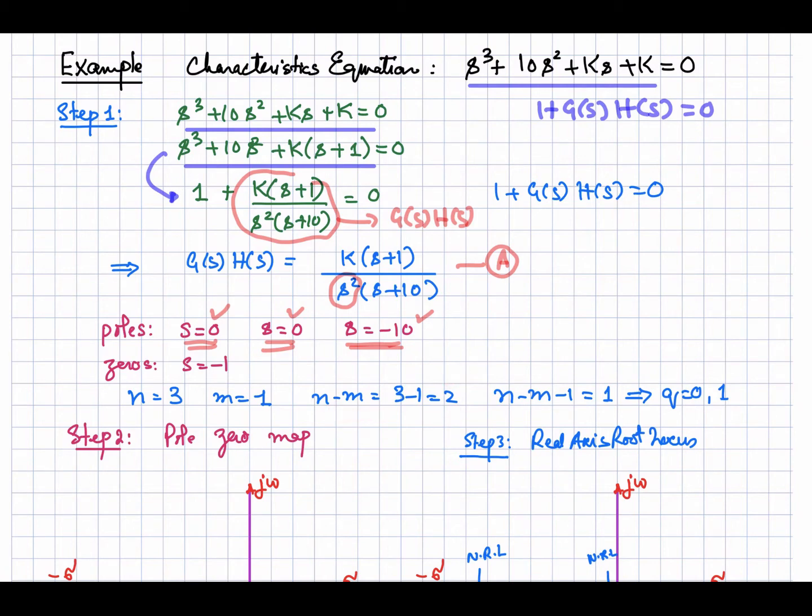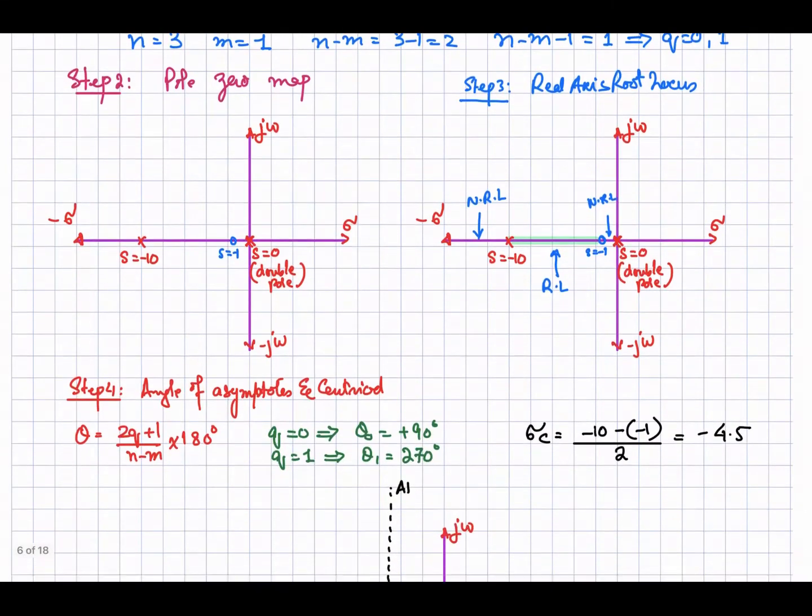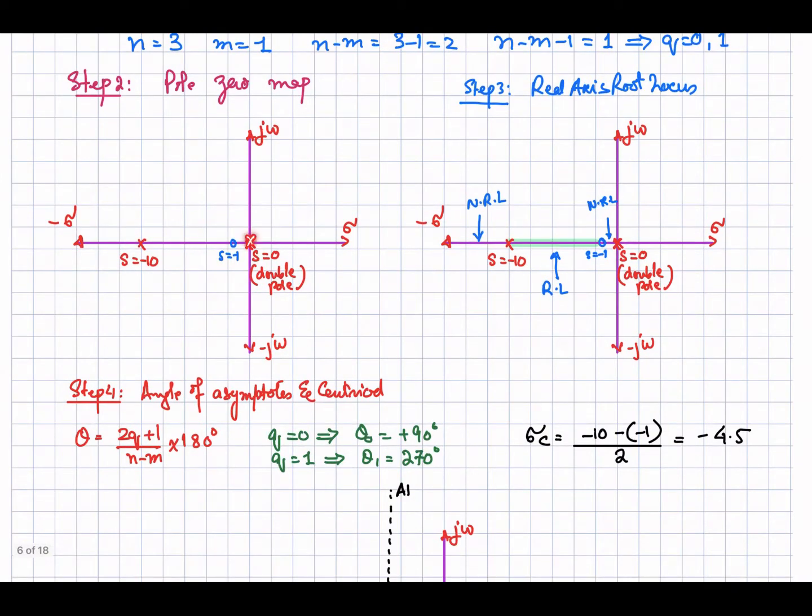Okay, and then for the asymptotic angles, we calculate n minus m minus 1, so that is equal to 1, so it means q will be equal to 0 and 1. So there will be two asymptotes in this case, along which your closed loop poles will be reaching infinity. So let's look at the pole-zero map. The pole-zero map is that one double pole at the origin, one zero is at s equal to minus 1, and one pole is at s equal to minus 10.